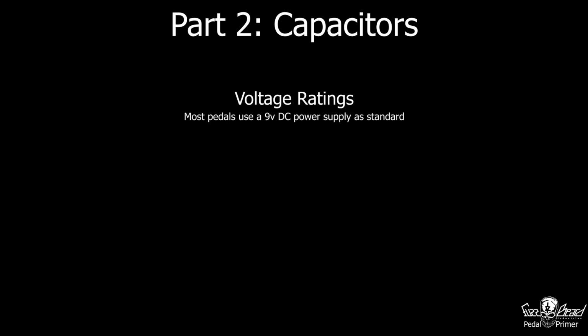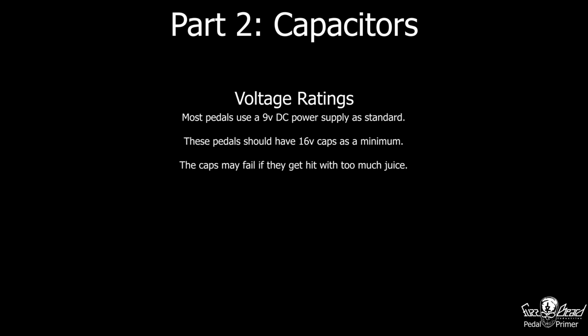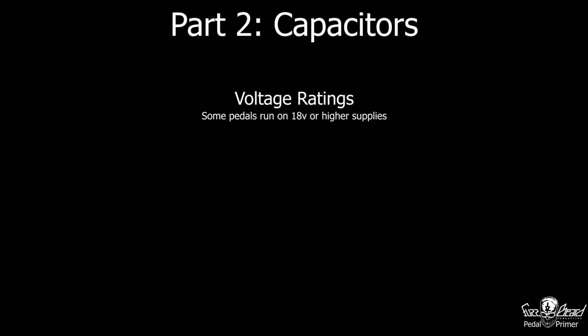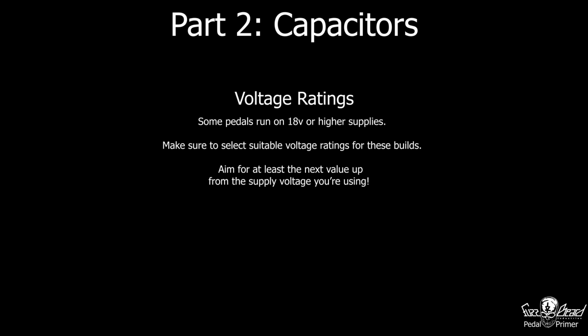Most pedals use a 9-volt DC power input as standard, so for those pedals ideally you don't want to go below a 16-volt rating, as the next rating down is 9 volts, and the component may fail if you get a little too much power through your circuit for any reason. There are also some units out there that run on 12 volts or an 18-volt supply, so if you're building one of these, then make sure you select your capacitor voltage ratings accordingly, aiming for at least the next value up from whatever supply voltage you're using.